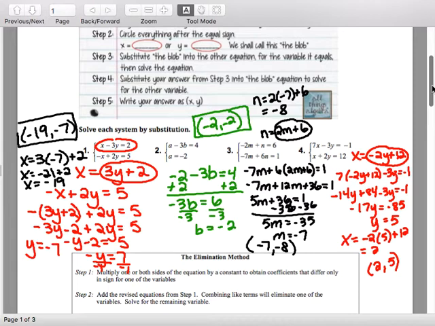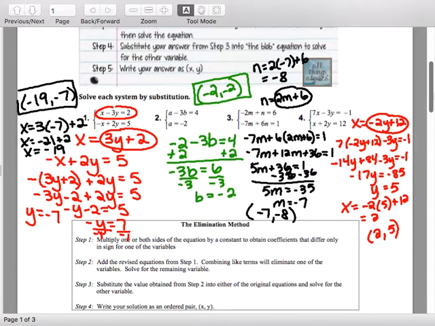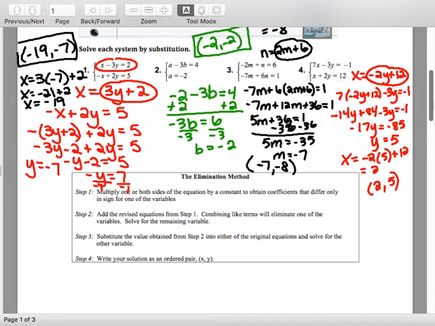And I put a box here for you. If you want to use the elimination method, step 1, multiply one or both sides of the equation by a constant to get one pair of coefficients that are the same but opposite signs. Add them together and it's going to eliminate one of the letters. So that's why it's called the elimination method. Then solve for the remaining variable. Substitute what you get into either one of the two originals. Write your solutions as an ordered pair. All right, when you're ready, flip the page and let's do a few practice problems.